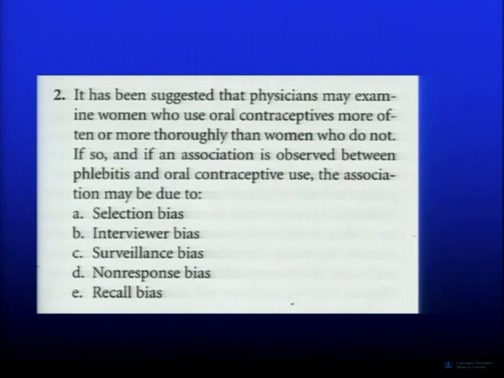So it has been suggested that physicians may examine women who use oral contraceptives more often or more thoroughly than women who do not. If so, and if an association is observed between phlebitis and oral contraceptive use, the association may be due to what? C, surveillance bias. The guy is looking more closely in the people that were exposed as compared to the people who were not exposed. And if he did this, what would be the impact on the relative risk? It would be higher. He would lead to an overestimation of the effect.